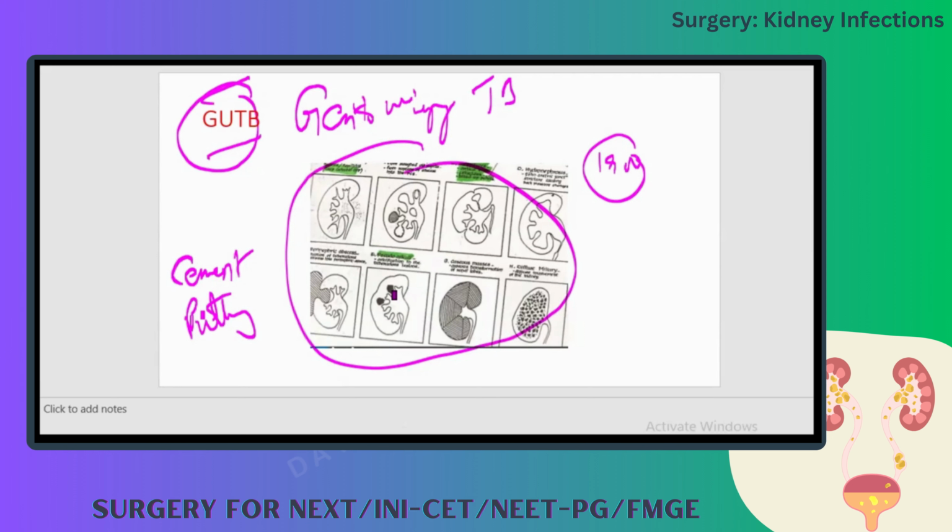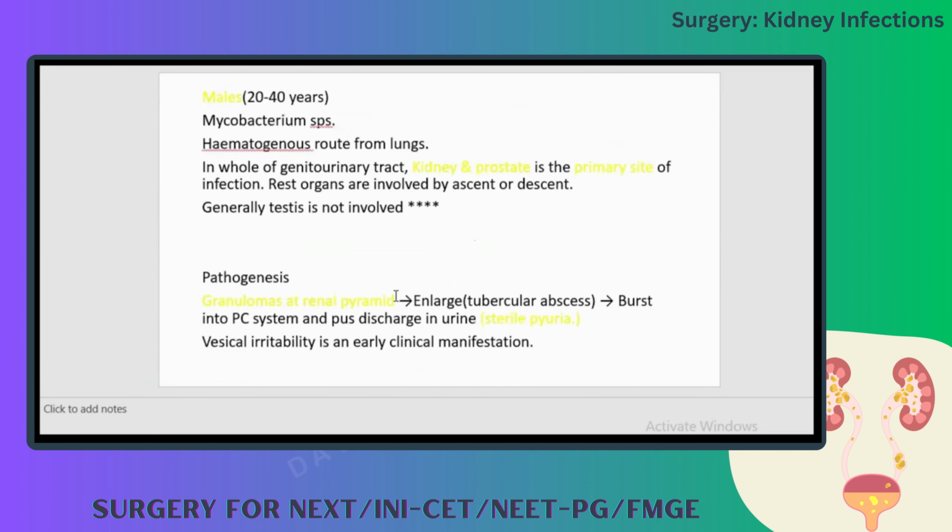Just think why we will call it cement. What is the reason? Used in construction. It's very strong. Calcified. Yes, the kidney is calcified. It is fibrosed, destroyed by TB, and calcified. So it is known as cement or putty kidney. It is common in males, 20 to 40 years age group, mycobacterium species.